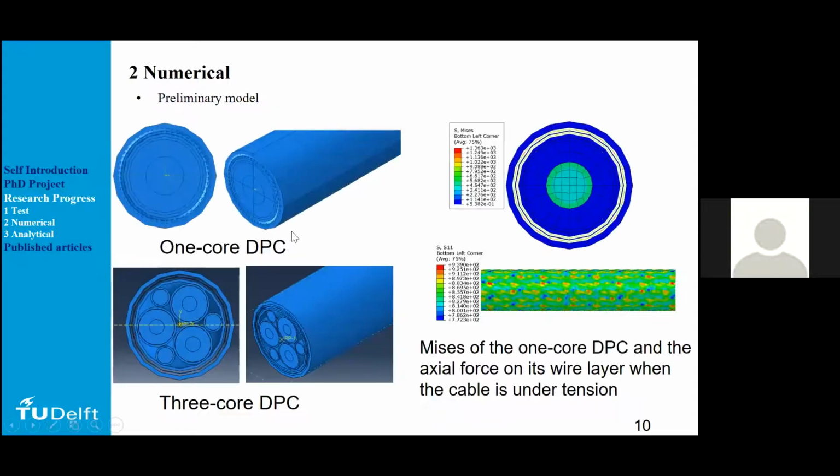The second work is the numerical model, which has already been built in Abaqus with regard to 1-core power cable and 3-core power cable. So these are the preliminary simulation results from the model. These two images give us the Mises stress of the 1-core power cable across the cross section of the whole cable, and this image gives the axial force on the wire layers.